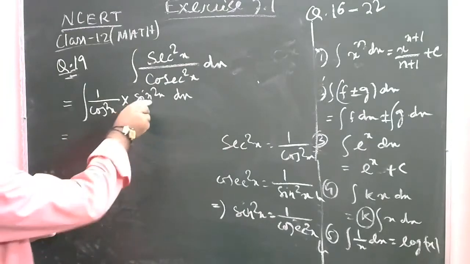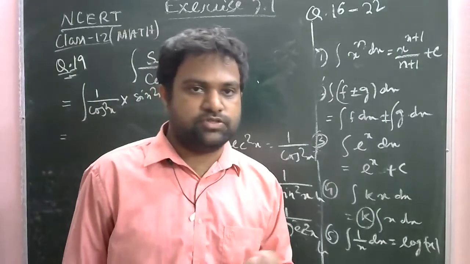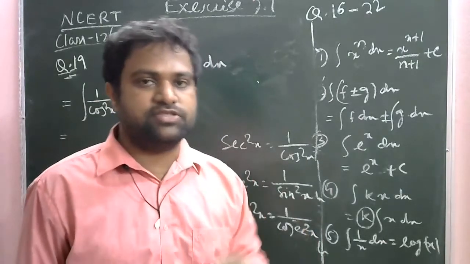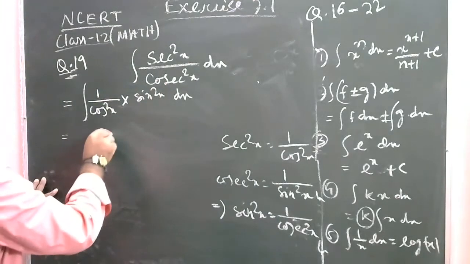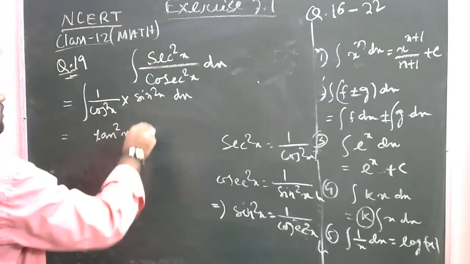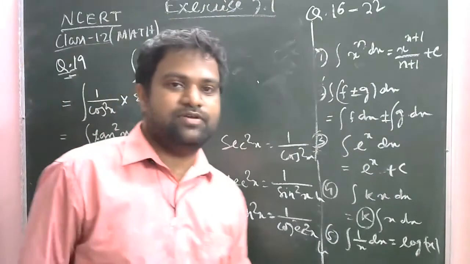Now sin square x by cos square x. Trigonometric, at least you should know something. Sin by cos is tan. So sin square x by cos square x is tan square x dx. One more formula we will use.